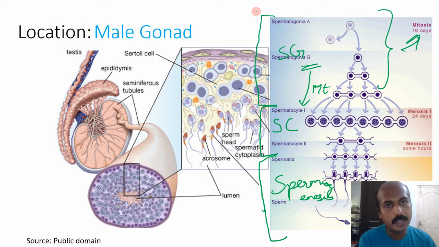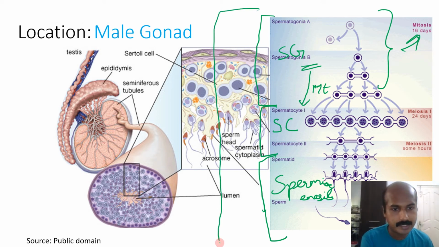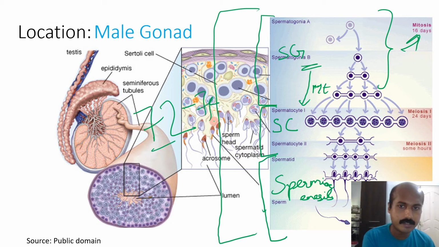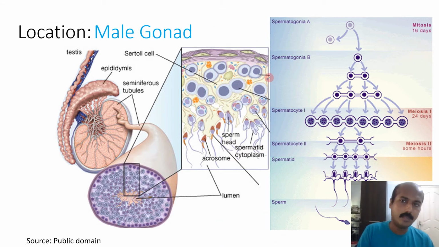Altogether, the time duration for a single spermatogonial cell to become a spermatozoon will be approximately 72 to 74 days. This can also be asked as an MCQ. So this is a basic idea about the seminiferous epithelium and the hierarchy of the cells, the different populations of cells that you find in the spermatogenic cell line.